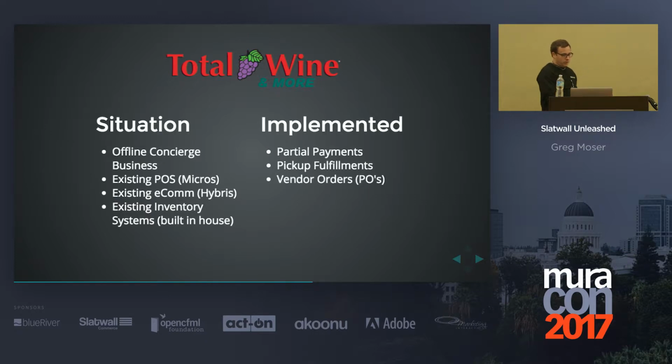We also implemented vendor orders. So they had no way to track this. None of these existing systems could track the inventory of, hey, I'm going to order 3,000 bottles of wine out in the future from this vineyard, right? So I need to put some sort of order in the system that says I'm going to do that. So we implemented vendor orders for them to put in place the intent.